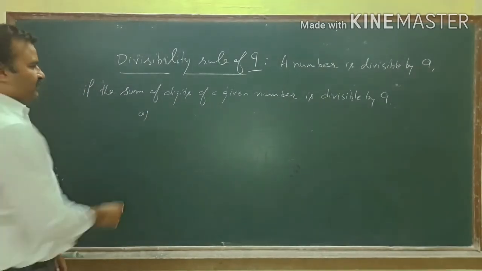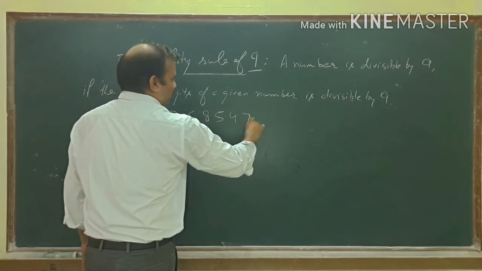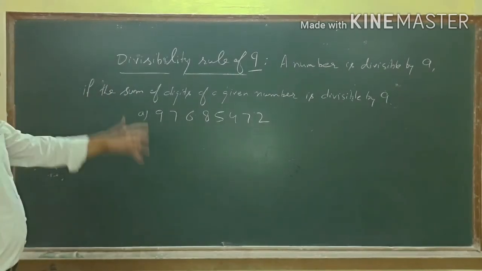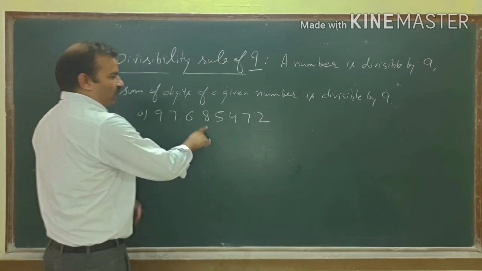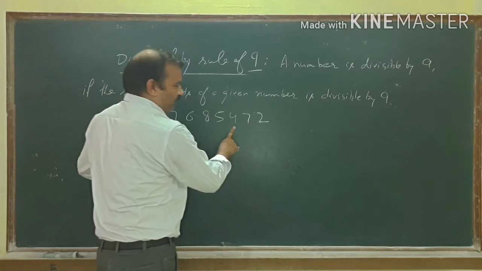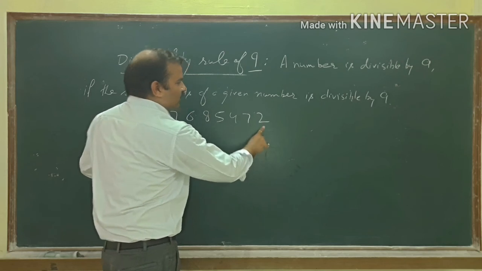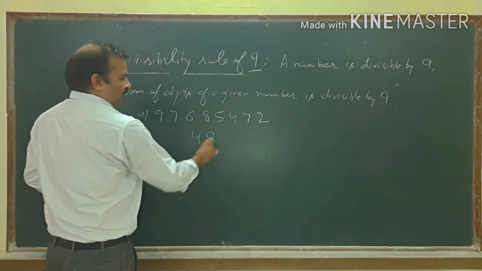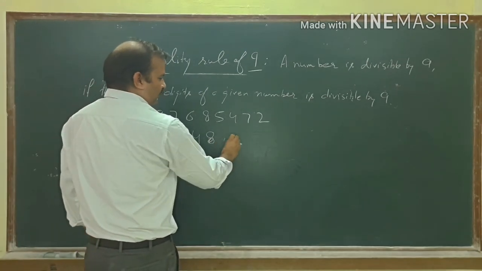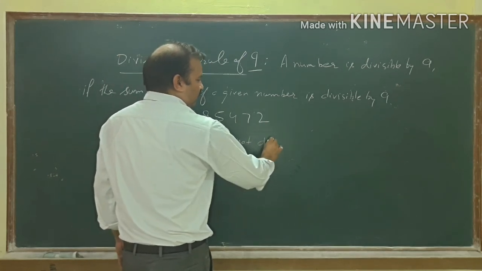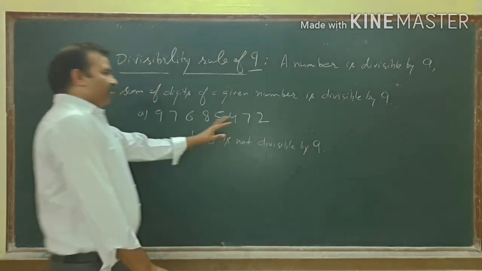I'll take an example. Very first example: 97685432. Now let us add this. 9 plus 7, 16. 16 plus 6, 22. 22 and 8, 30. 30 plus 5, 35. Plus 4, 39. 39 plus 3, 42. Plus 2, 44. Now 44 is not divisible by 9. Therefore the given number is not divisible.